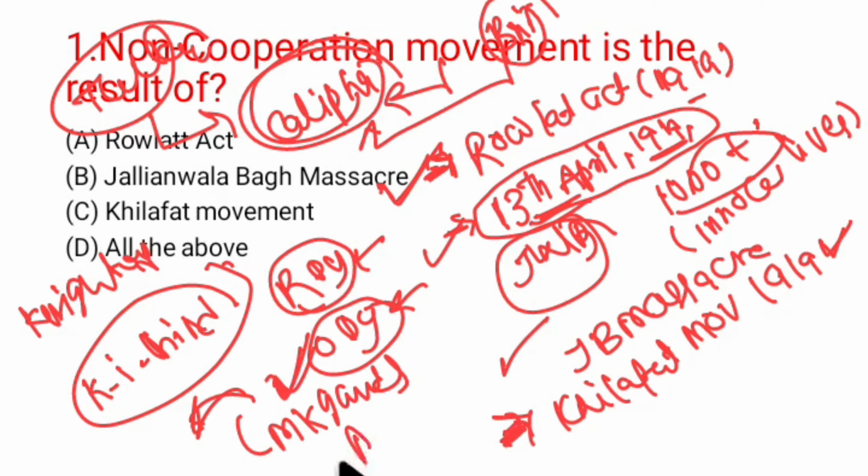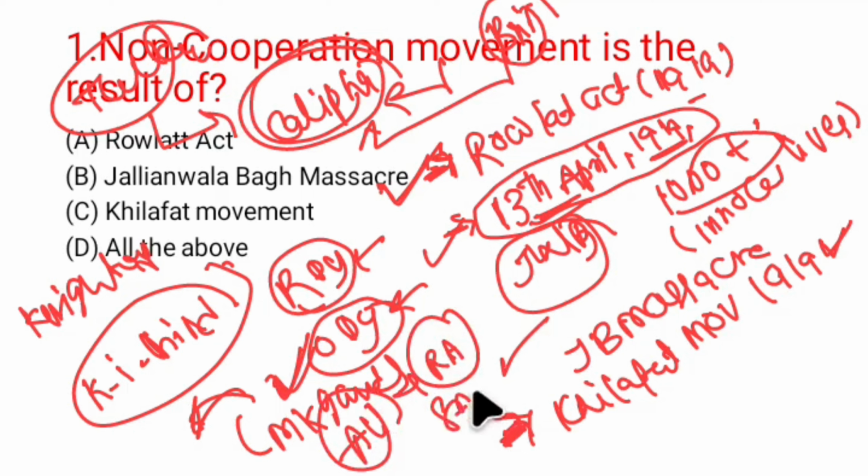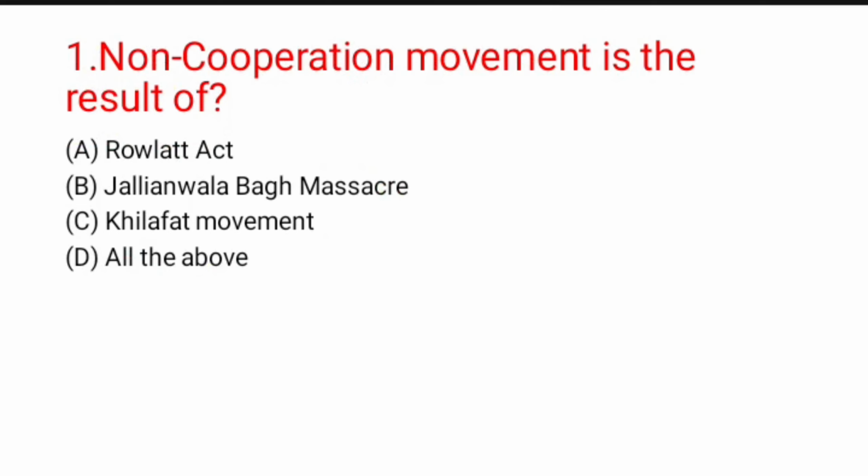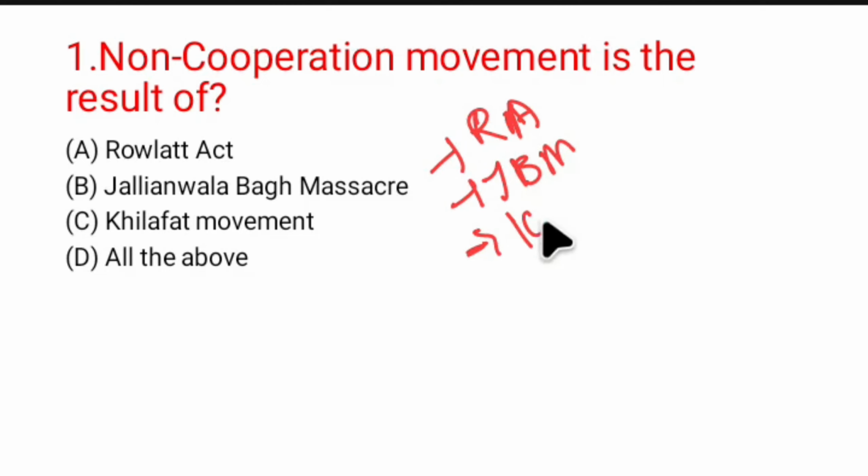So because of this humiliation of the Khalifa post, the Ali brothers, Rahmat Ali and Shaukat Ali, launched a movement referred to as the Khilafat movement. This was launched in the year 1919. So basically, the Rowlatt Act, because of this act the Jallianwala Bagh massacre happened, and the Khilafat movement.